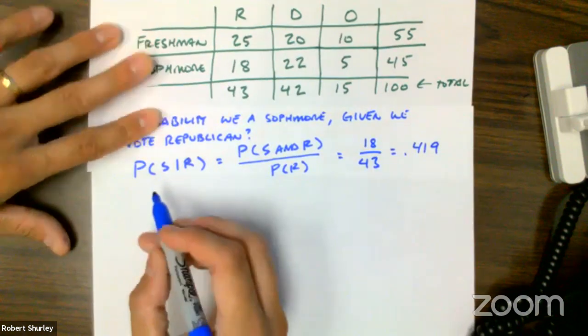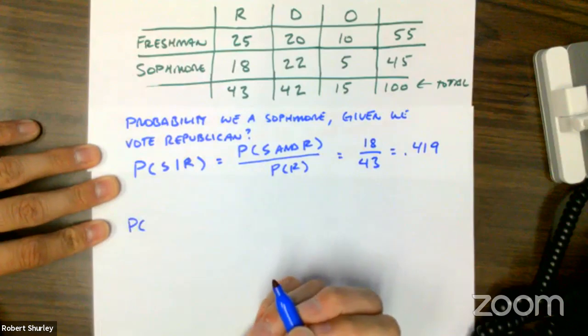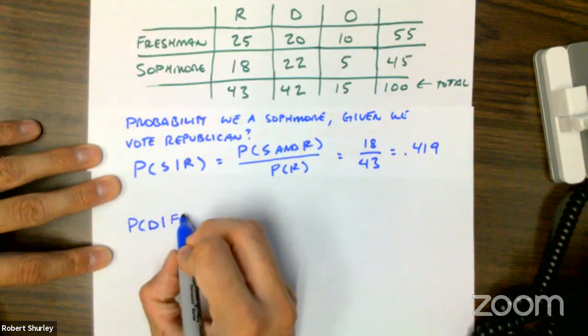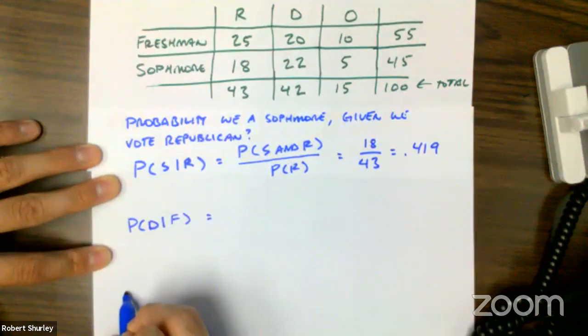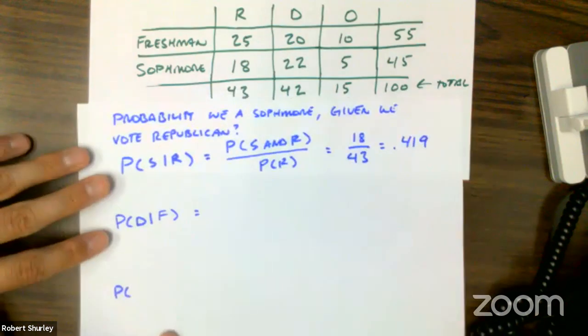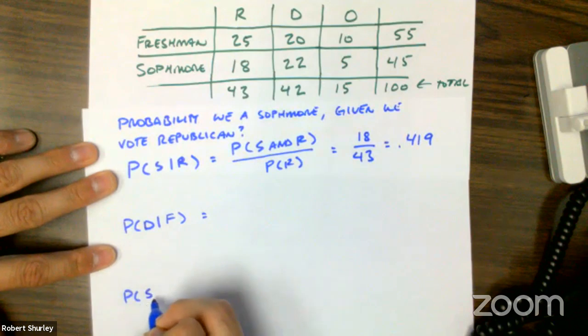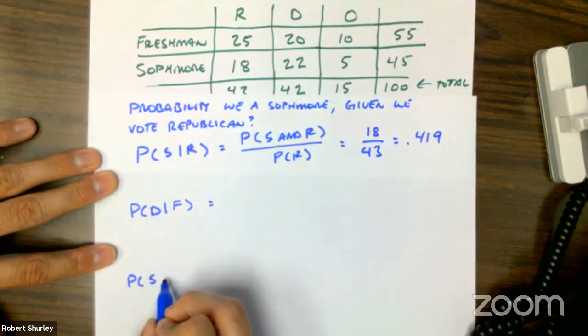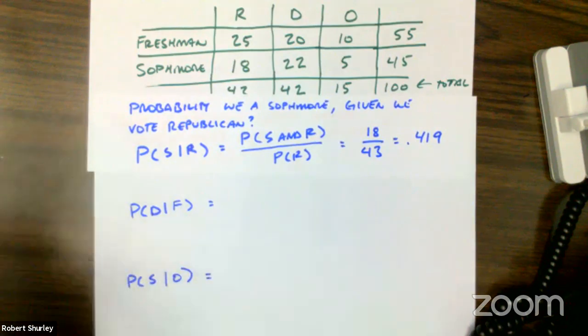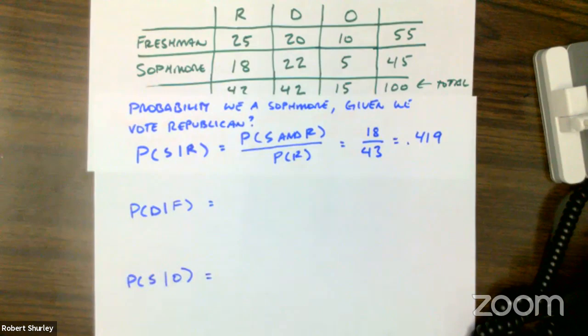So let's say I asked, what's the probability we are a Democrat given we're a freshman? And then, I'm going to flip the other one. What's the probability we're a sophomore given we're an other voter? Okay, so try those two real quick and see if we get the same answers.